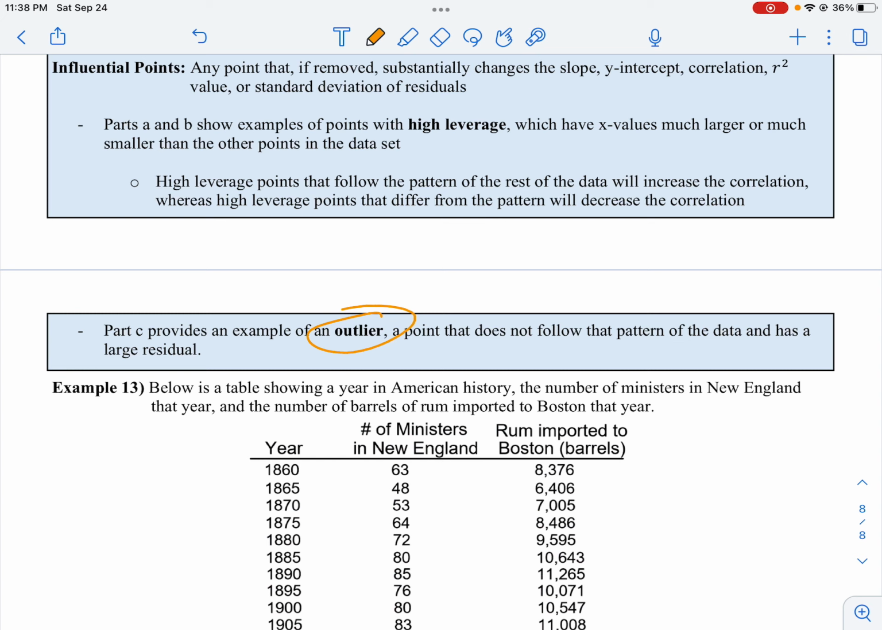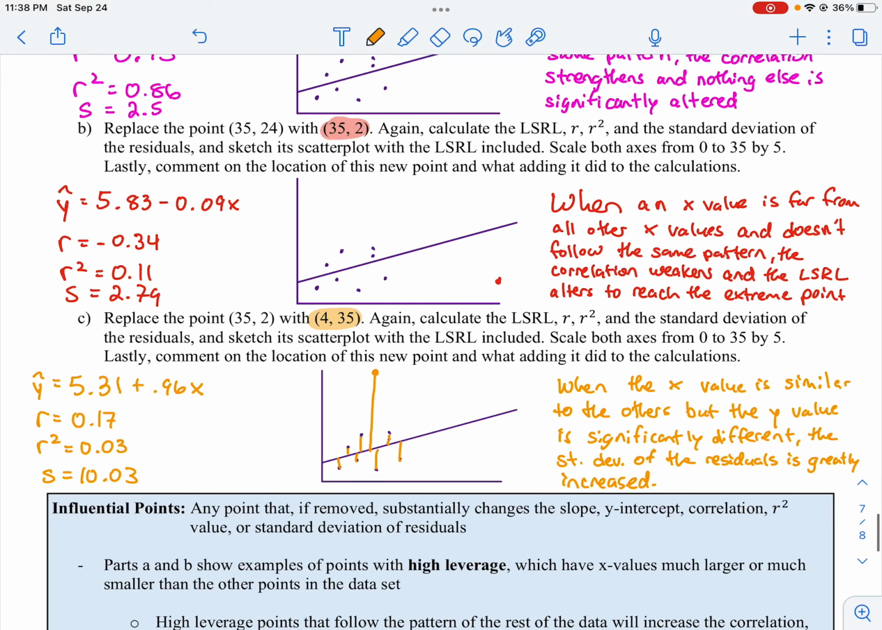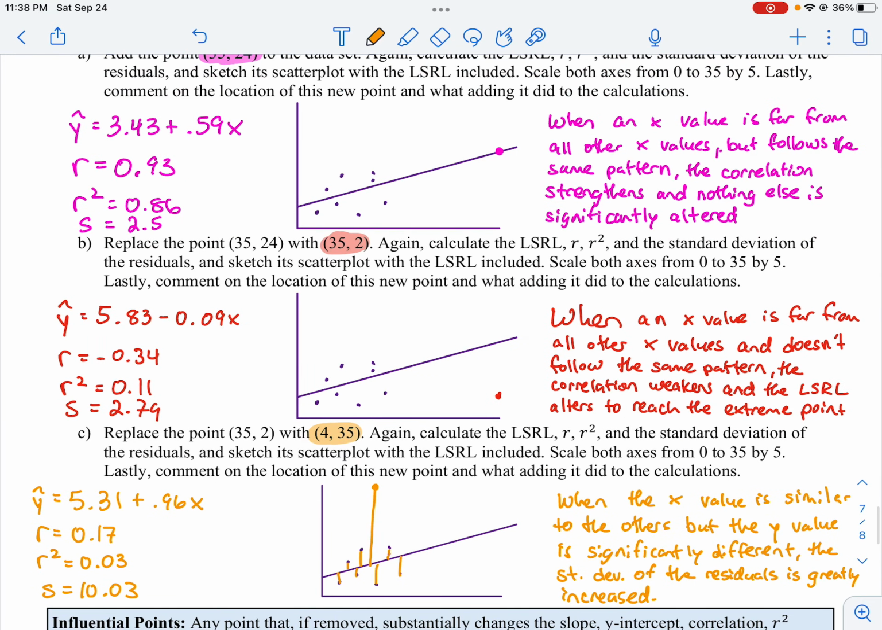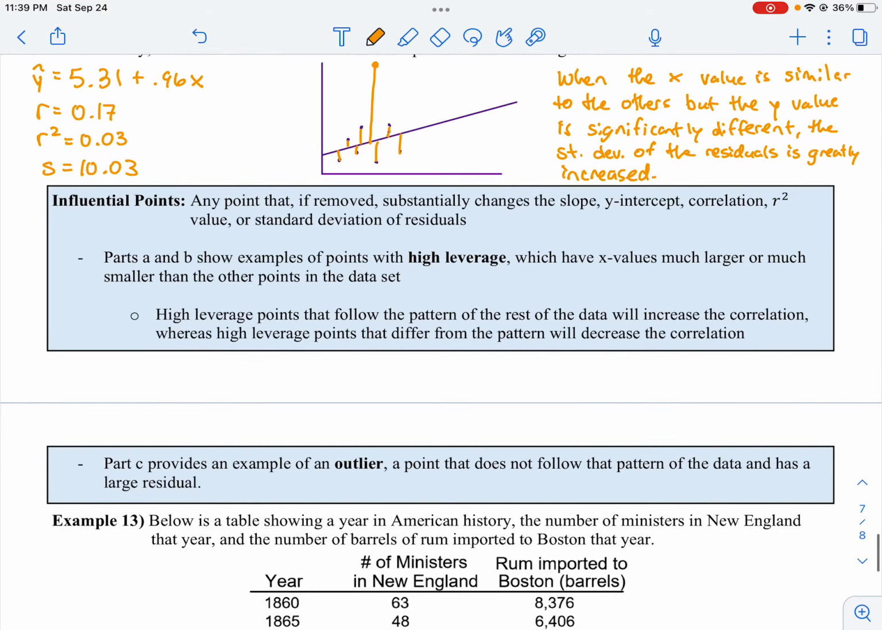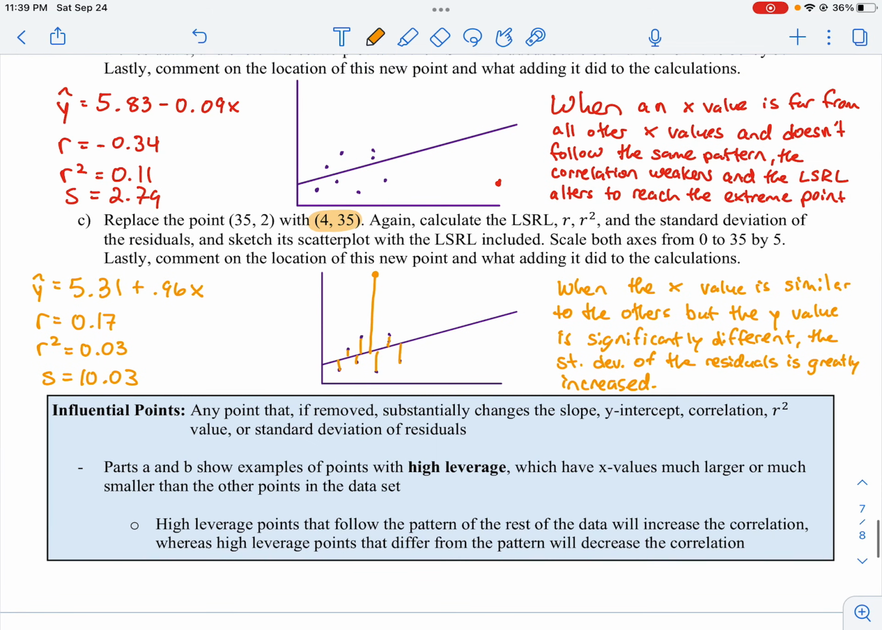However, part C provides us with an example of an outlier. Okay, this is a point that doesn't follow the pattern and has a large residual. And that's what we would have here. This was an outlier. The X value was an extreme, but its corresponding Y value was not. And when that happens, the standard deviation of the residuals is increased.